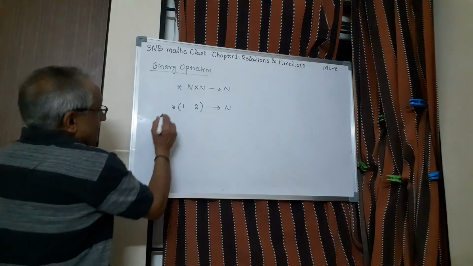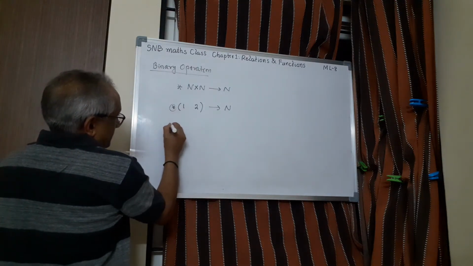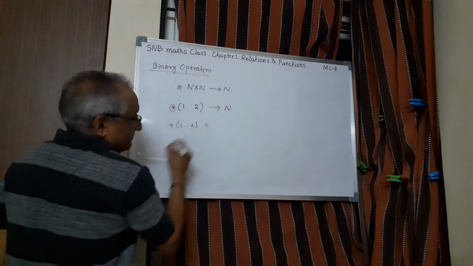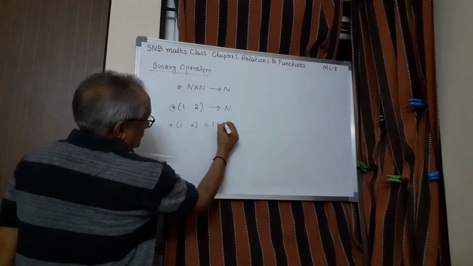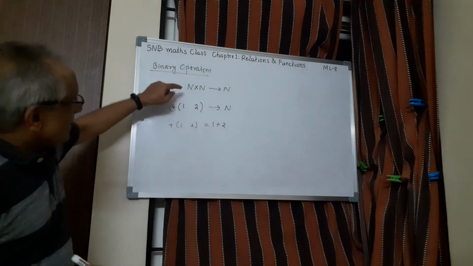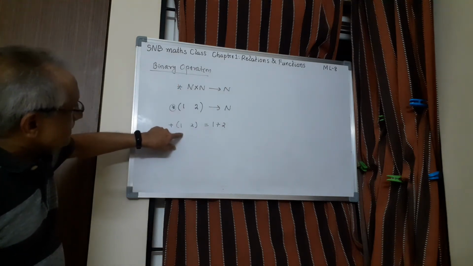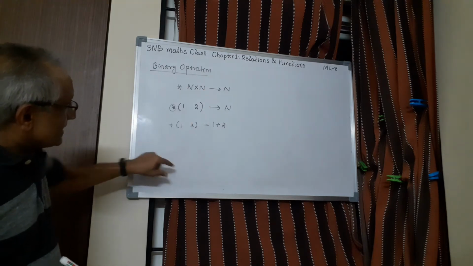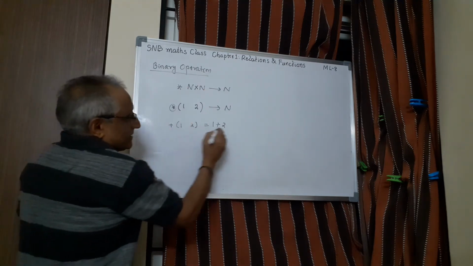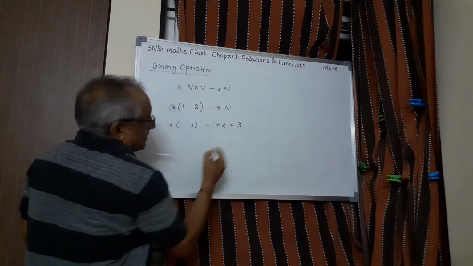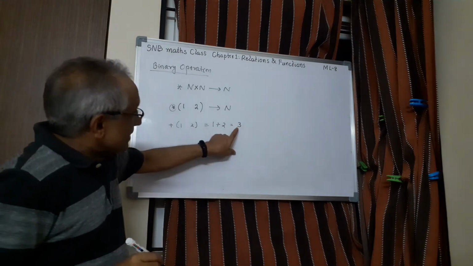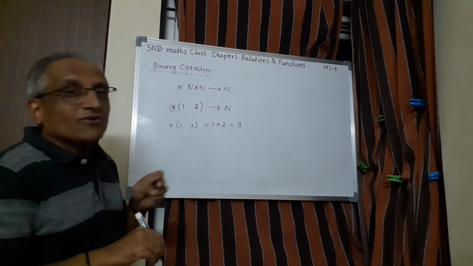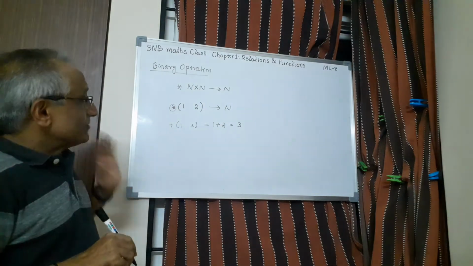For example, if you replace this star by plus, let us say plus of 1, 2. Suppose the definition is 1 plus 2. That means I am taking an element from N, I am taking another element from N only, because N cross N. Then the operation is addition. Say you get 3. Now ask yourself, where is this 3? This 3 is here only. So this type of operation is called binary operation.